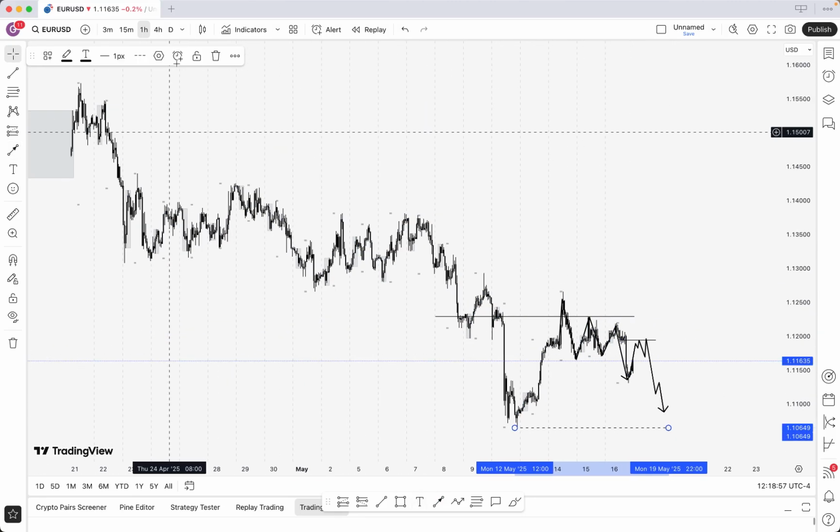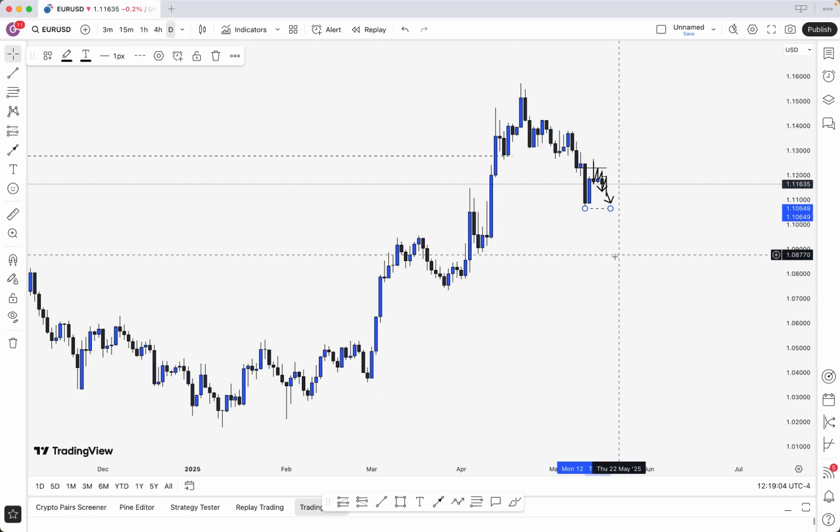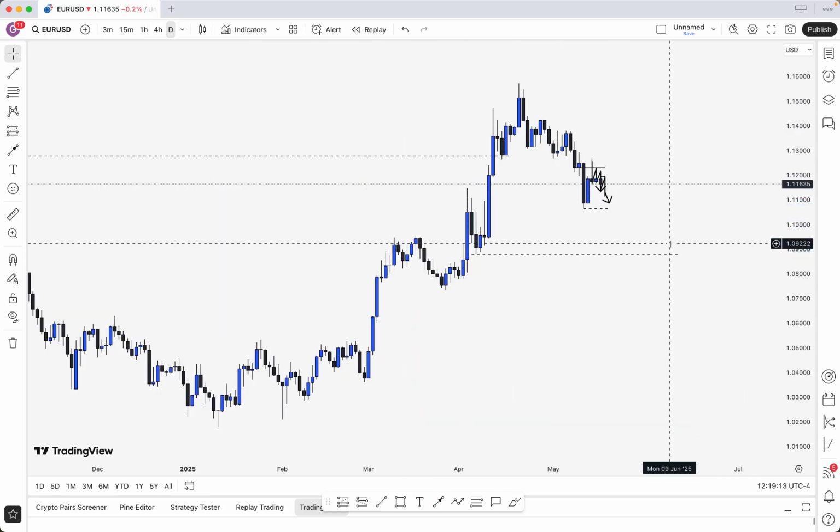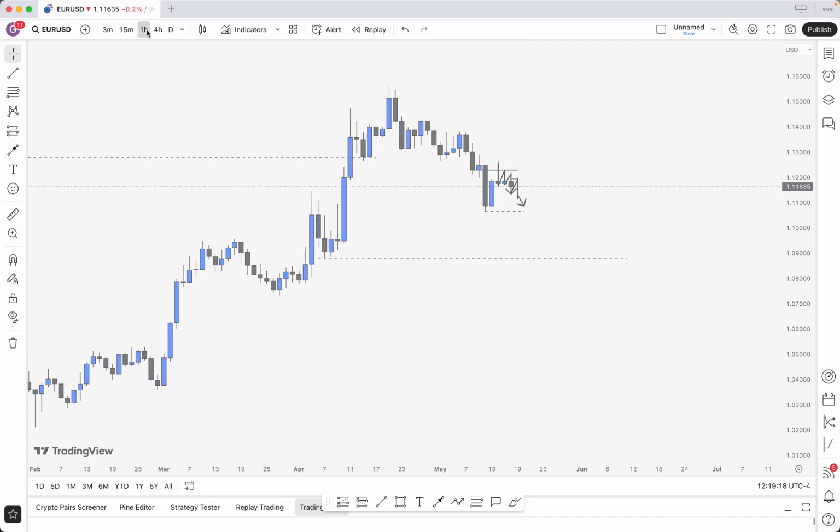If we go back to the daily time frame, we can scout for a bigger target. We can have this low as a longer term target. So let's hope for the best and let's see what the market does.